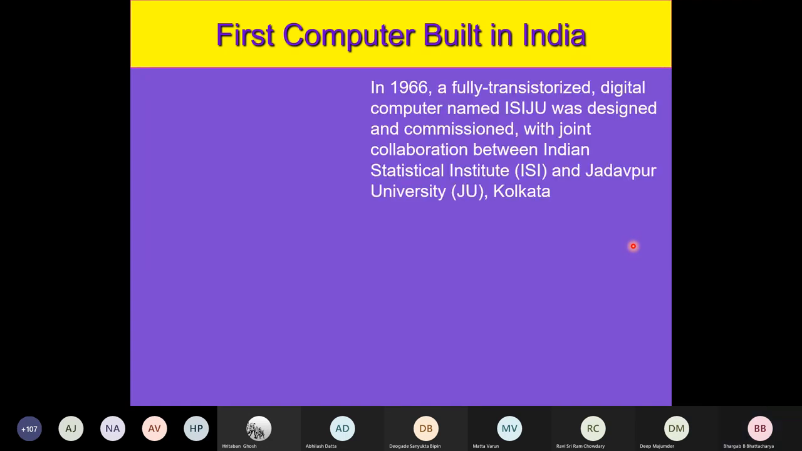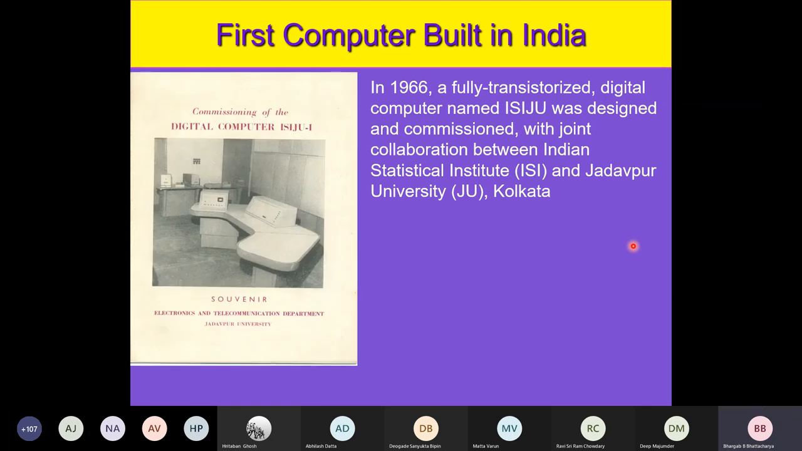All right. So it happened in around 1966. It's a fully transistorized digital computer named ISI-JU, designed and commissioned with joint collaboration between Indian Statistical Institute, ISI Kolkata, and Jadavpur University. That's why it is called ISI-JU. This is fully transistorized, meaning that there was no vacuum tube, and fully digital. But nobody remembers this. And this is the picture which shows the front end of the machine.